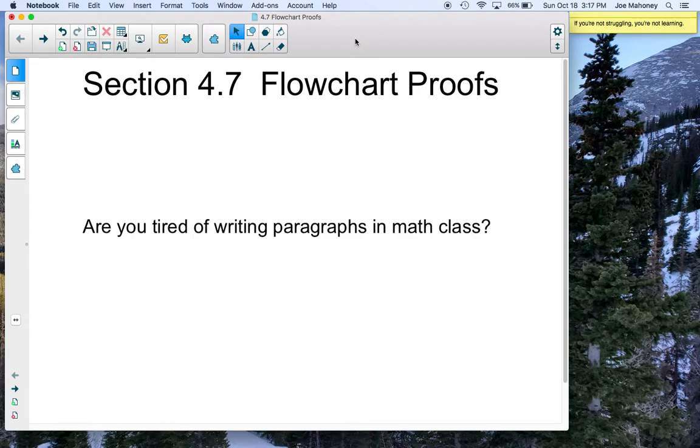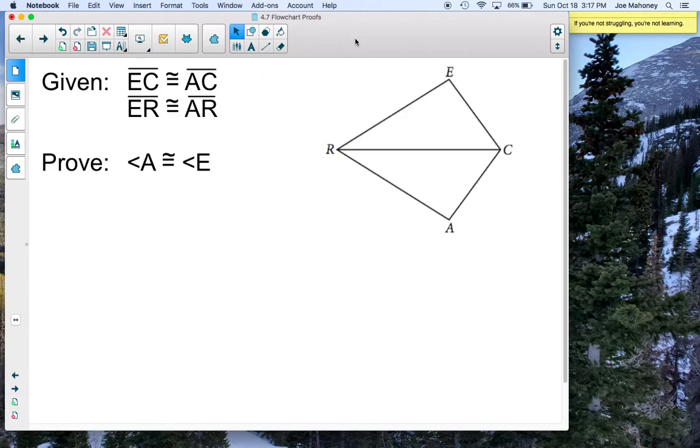Maybe you are too. I will say that if you're not and you like writing these paragraphs to explain yourself and to prove these things, by all means, keep doing it. I love when students write nice paragraph proofs. But I do want to show you another way that you can do a proof. So first, I'm going to write one more paragraph proof and then compare it with our new type of proof.